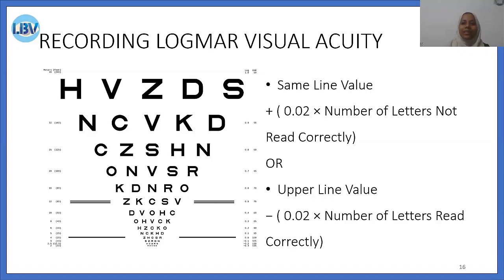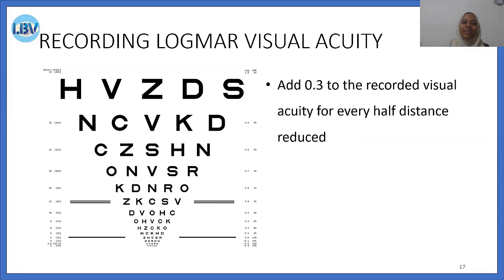Thank you so much. I want all of you to be very clear, because logMAR visual acuities are the most accurate ones, and it's a very simple thing. Whatever you don't read, you add 0.02 per letter to the line value. Make sure you learn this, and if you need any clarification, we can discuss it again at the end.